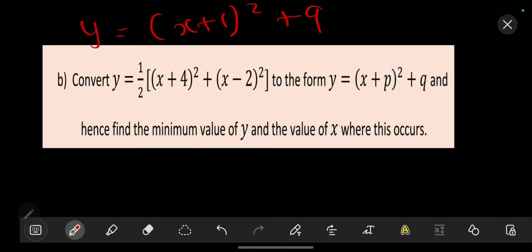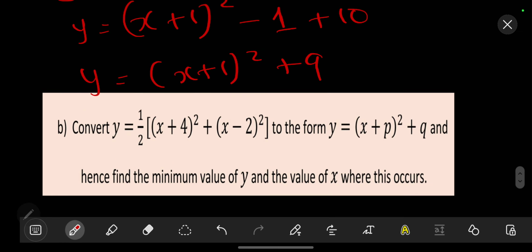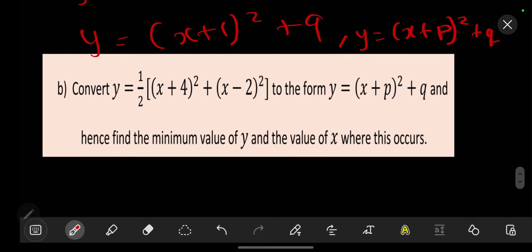Let's compare. For such an equation, they have told us to express this in the form y should be equal to x plus our p squared plus our q, like that. So as you can see, we have x, we have plus our 1, then we have plus our 9, so q is 9. So that is how we express it like that.